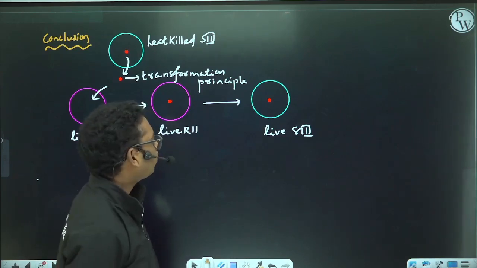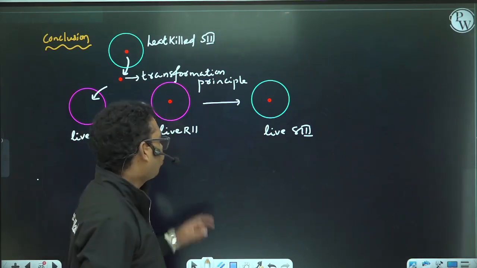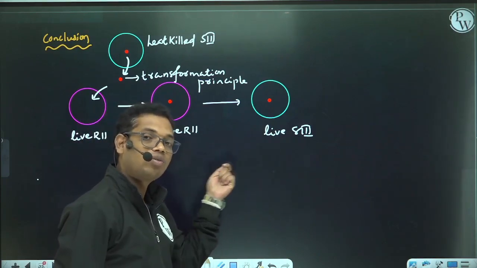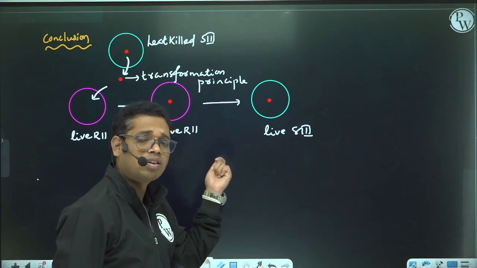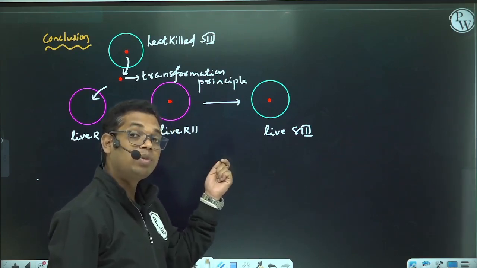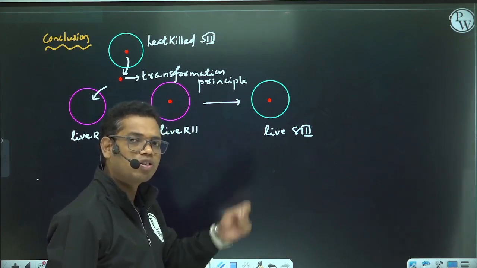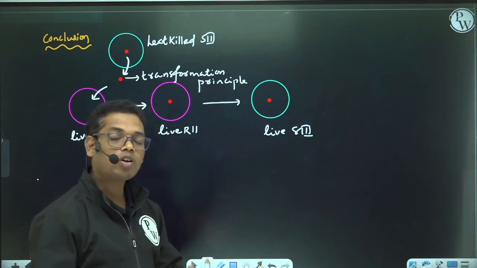Okay, so in this case what is happening? One form is getting converted into another form. R form is converted into the S form. That is why this process is called transformation, and the chemical which is responsible was named by Griffith as transformation principle. So what is the drawback of his experiment?